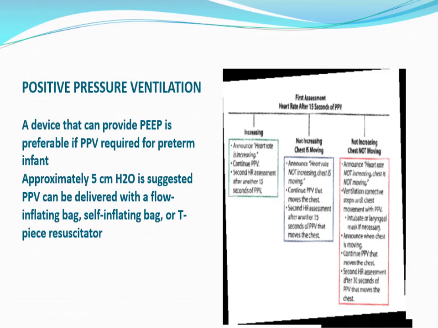So what is positive pressure ventilation? It is a device that can provide positive end expiratory pressure, which is preferable if positive pressure ventilation is required for preterm infants. Approximately 5 centimeters of water is suggested. Positive pressure ventilation can be delivered with a flow-inflating bag, self-inflating bag, or T-piece resuscitator.